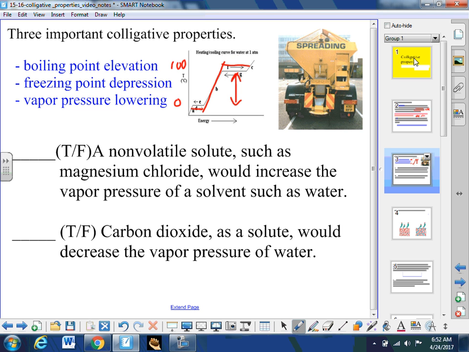Again, test your understanding here. If I had a non-volatile solute, such as magnesium chloride, it would increase the vapor pressure of a solvent, such as water. That would be false. It would not increase, it would decrease the vapor pressure. And carbon dioxide as a solute would decrease the vapor pressure of water, would also be false. It would decrease if it was a non-volatile solute, but carbon dioxide is a volatile solute and therefore would not decrease the vapor pressure of water. It must be a non-volatile solute.